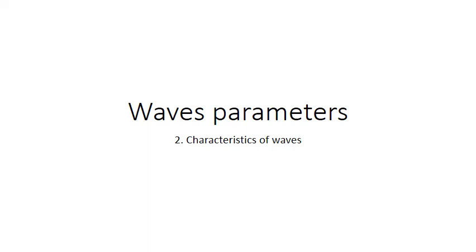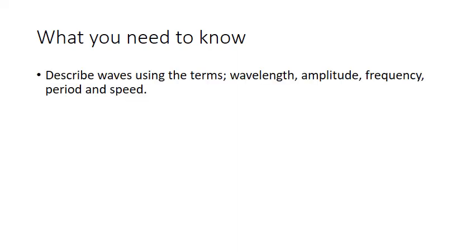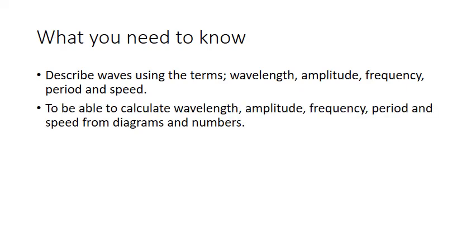This is a mix for the wave parameter key area of National 5 Physics, and it's about the characteristics of waves. What you need to know in this section is you need to be able to describe waves using wavelength, amplitude, frequency, period, and speed. You need to be able to make calculations for all these quantities from diagrams and from numerical information.